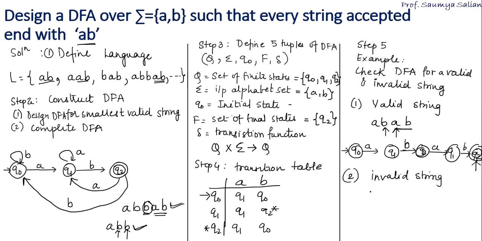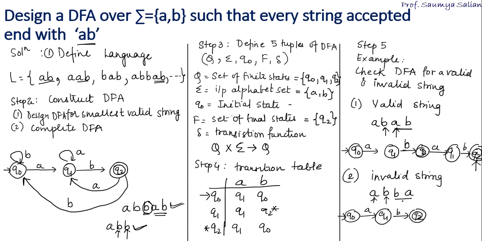So let's take an invalid string. Let's say A, B, B, A. Is it a valid string? No, it is not a valid string because here the string is ending with BA. Fine, so let's begin from the initial state Q0. If I get an input A, Q0 on A goes to Q1. Next input is B. Q1 on B goes to state Q2.